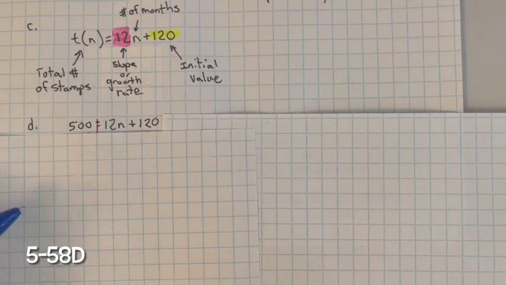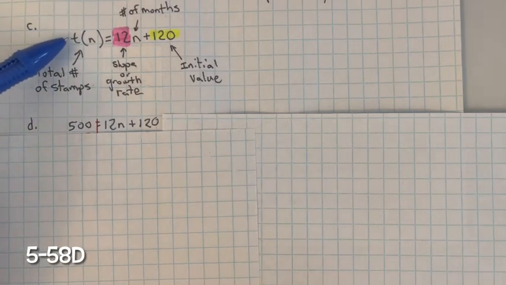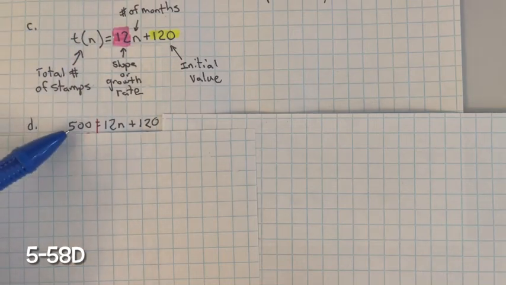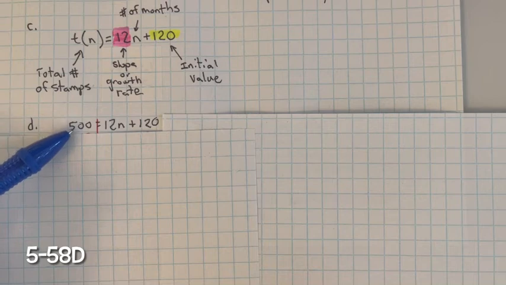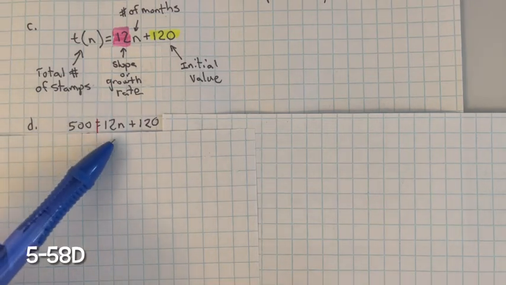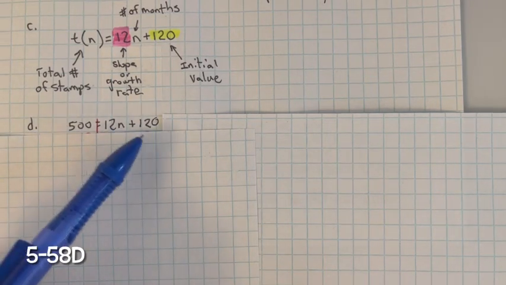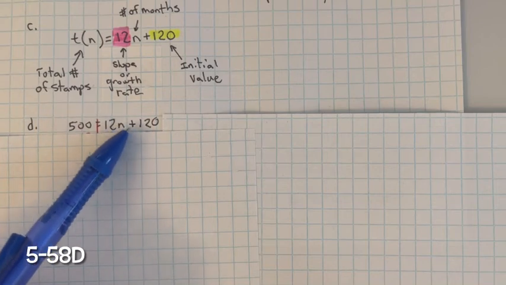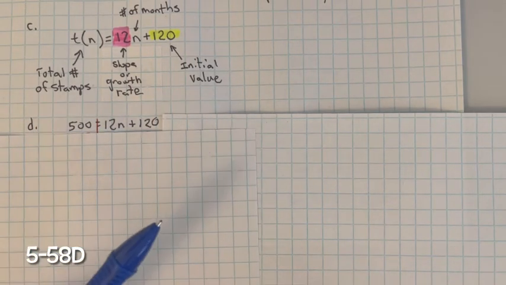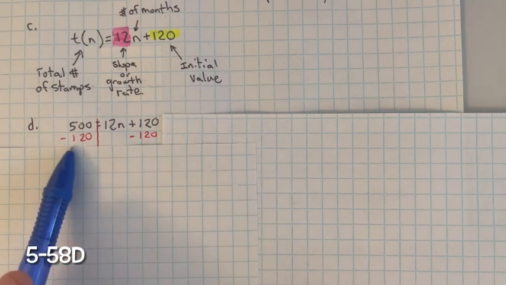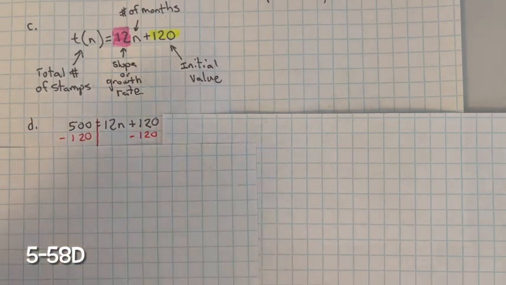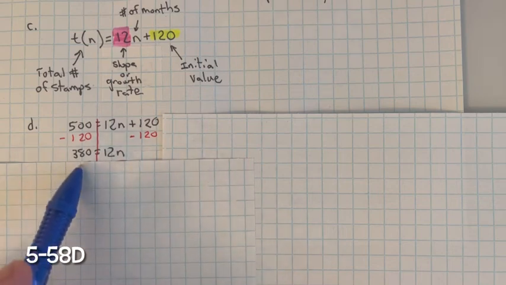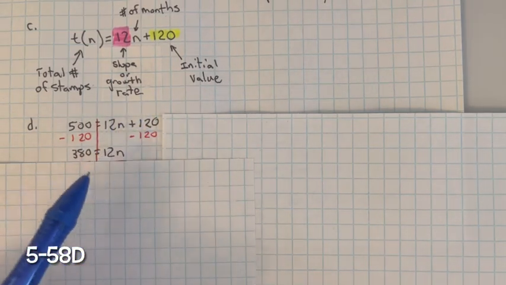For part D, solve the equation from part C for n when T of n equals 500. So T of n is going to equal 500. So she's going to have a total of 500 stamps. And we're going to go ahead and solve for n. So we want to isolate the variable. The inverse property of addition is subtraction, so we're going to subtract 120 from both sides. 500 minus 120 equals 380. This creates a zero pair.